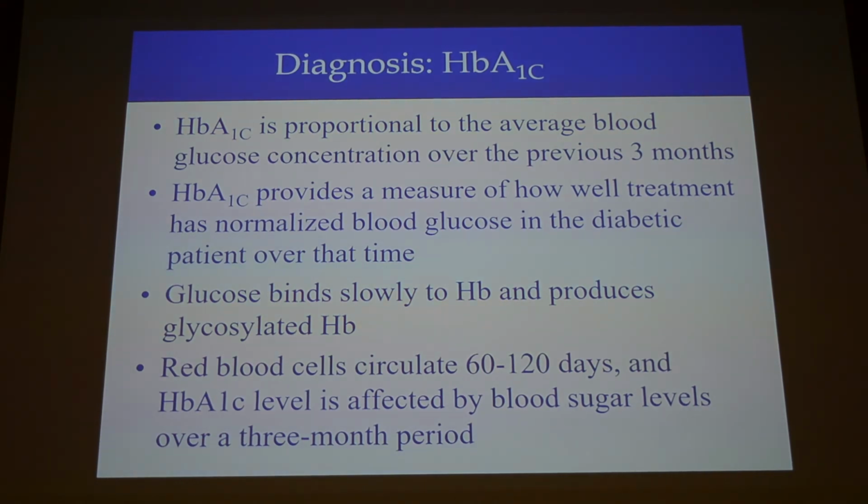So we talked about HbA1c. We said that it is not going to give you an immediate reading of the blood sugar. It will tell you how the blood sugar was over the period of the last 3 months. So why do you think it's the period of the last 3 months?